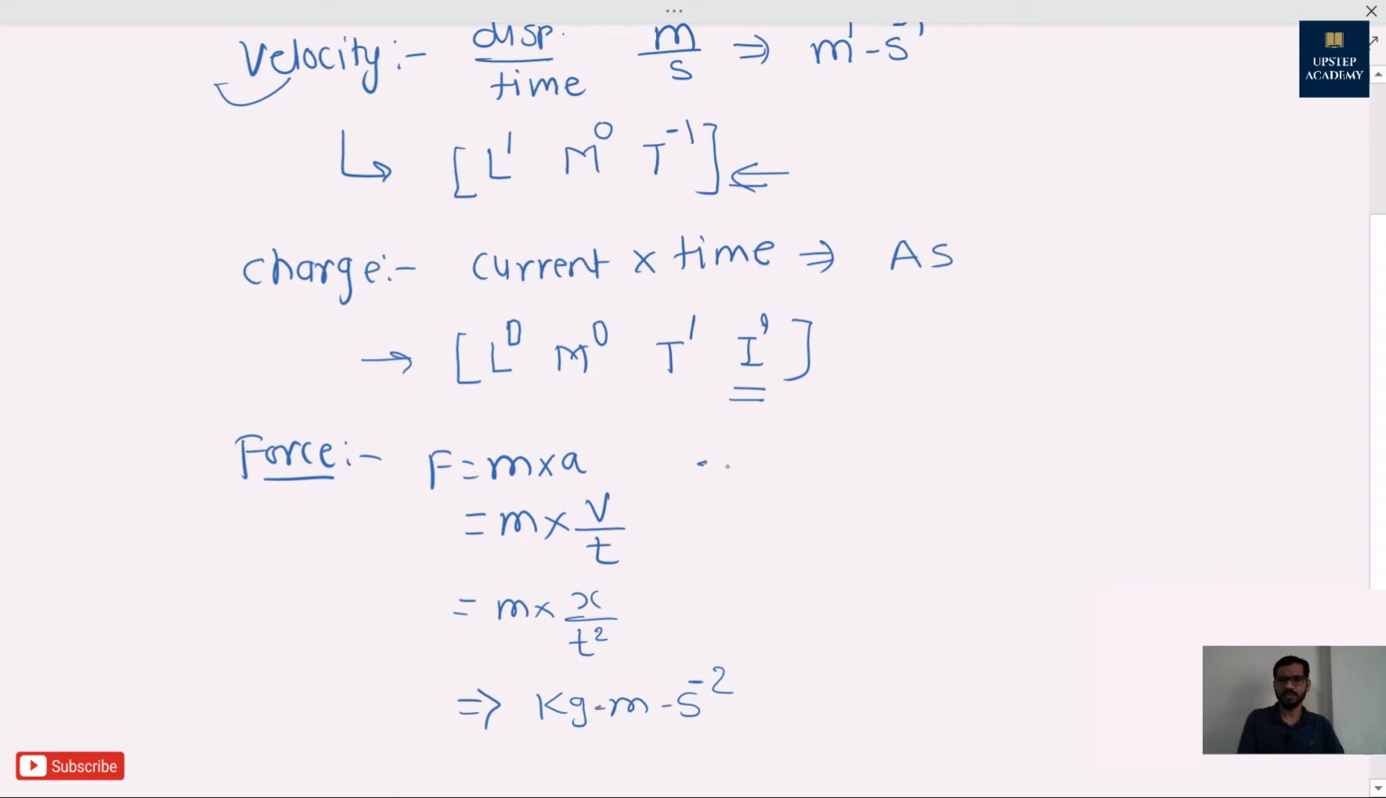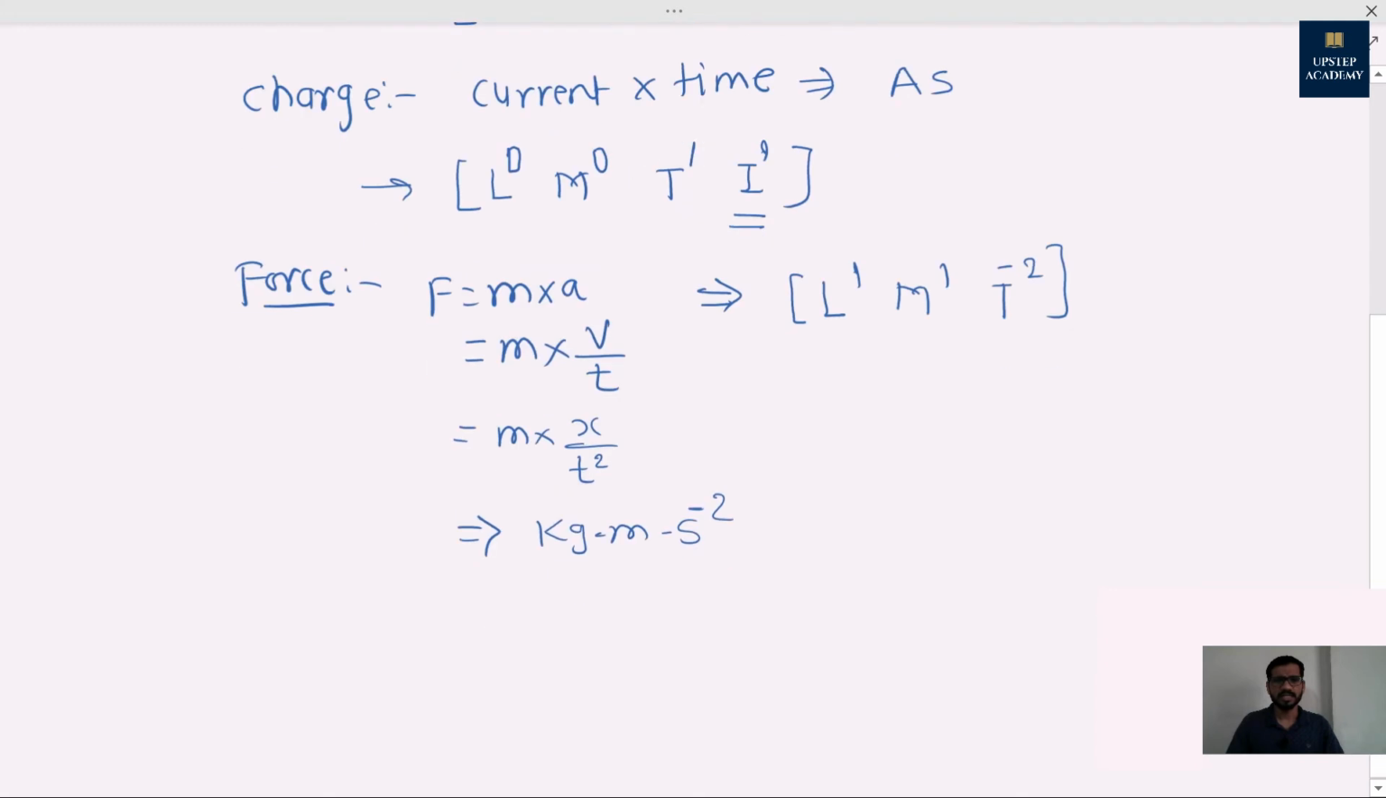So what will be the dimensions of force? The dimensions of force will be L raised to 1, M raised to 1, and T raised to minus 2. In this way we can find out the dimensions of any physical quantity. I hope guys this is clear to you. Now let's go ahead.